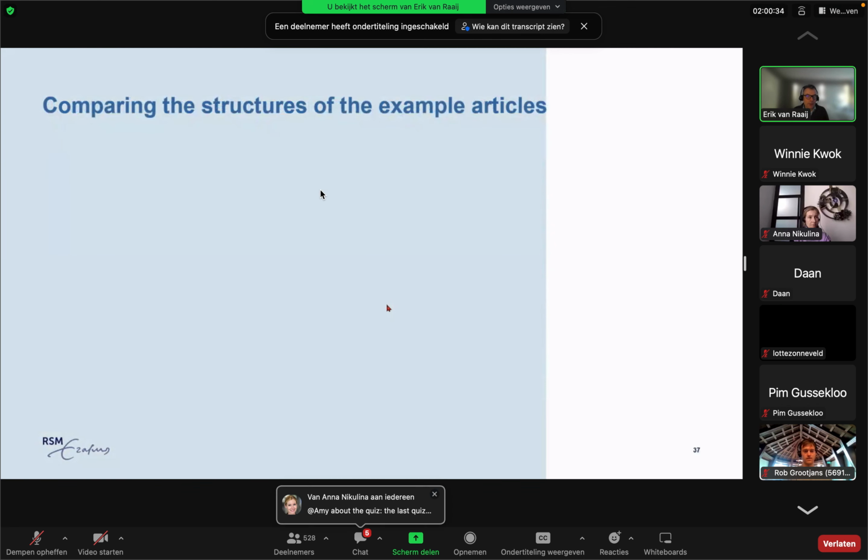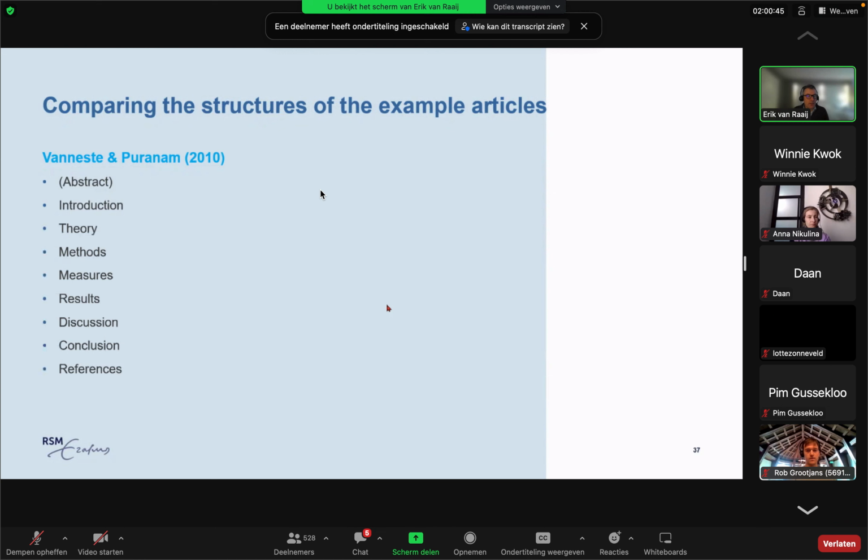Now, if we look at the 2 articles we asked you to read, there is Van Neste and Puranam. There is an abstract, but it's not a structured abstract like the other one has. There's a very clear introduction. And then they have a section called theory, which is in fact the literature review, methods, separately measures, but quite often methods and measures are together. But this is a theory testing paper, so that's why there is such an emphasis on measures. Results, discussion of the results, a separate conclusion, and of course references.